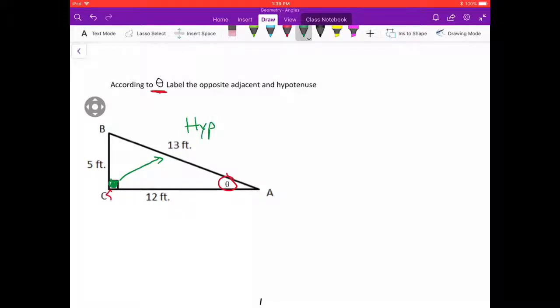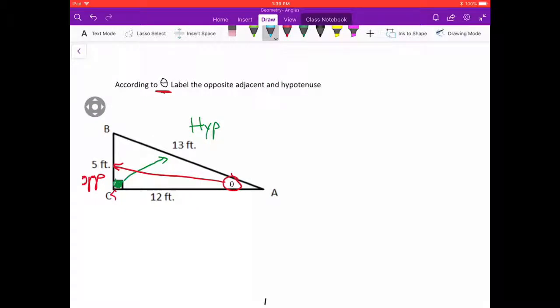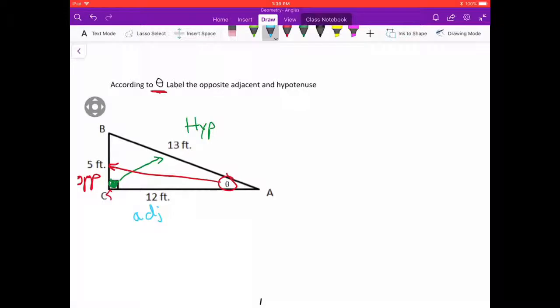All right, the next one that I think is the easiest, or at least the easiest one to do next, is the opposite. So the opposite side is going to be across or not touching the angle that we're dealing with. So the opposite side is going to be the 5. So we will label that opposite. And then what's nice is the last one we don't even have to think about because it's the only one left. 12 has to be our adjacent side.